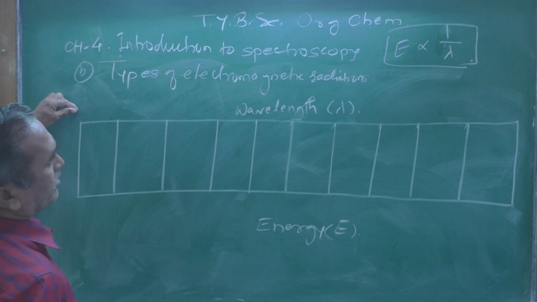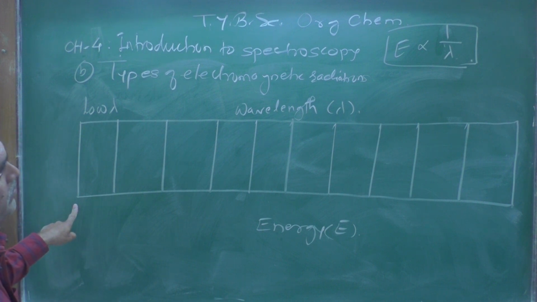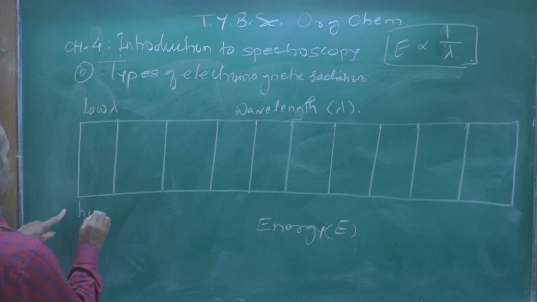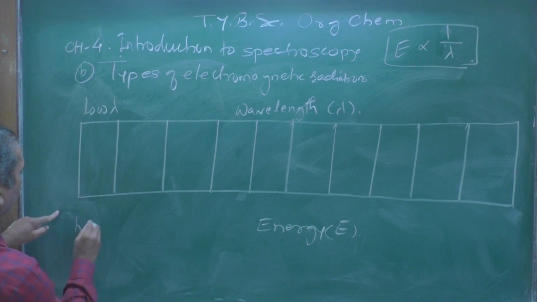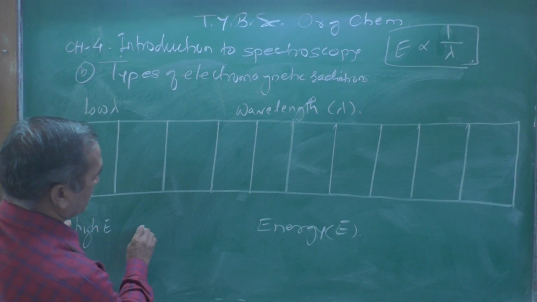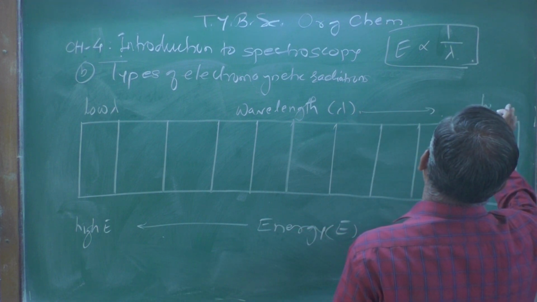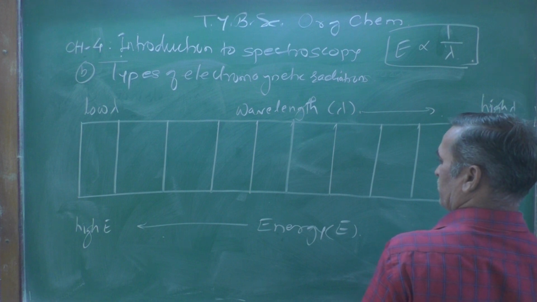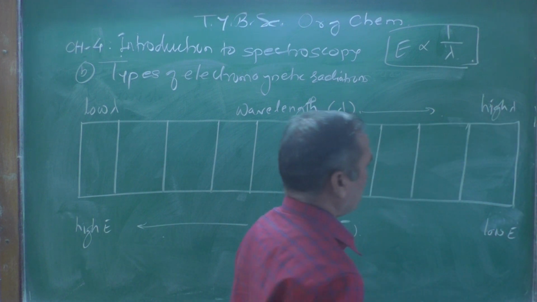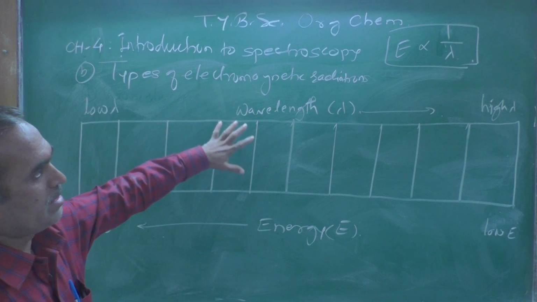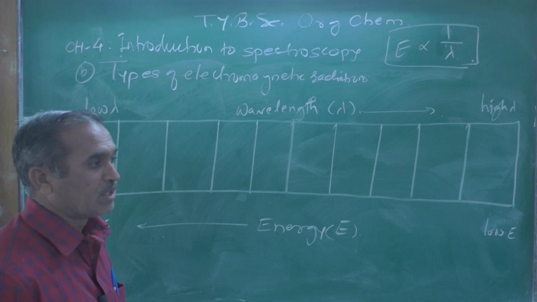Suppose here I am taking a low lambda. At this end, on the left hand side, what is going to happen? Very high energy. Here we get high energy, right? On this side energy is increasing, and on this side wavelength is increasing. Here is a high lambda, and here must be low energy. We decided this representation because energy and wavelength are inversely proportional to each other.